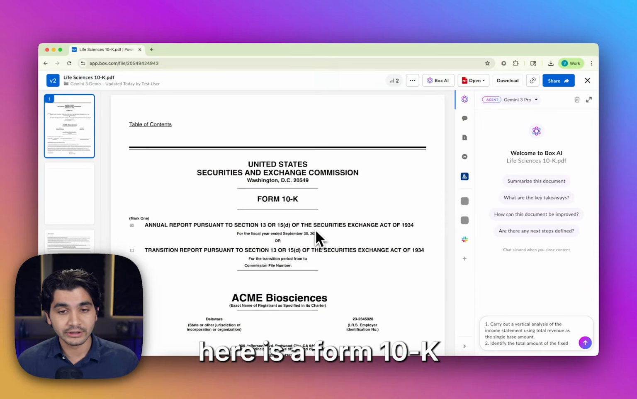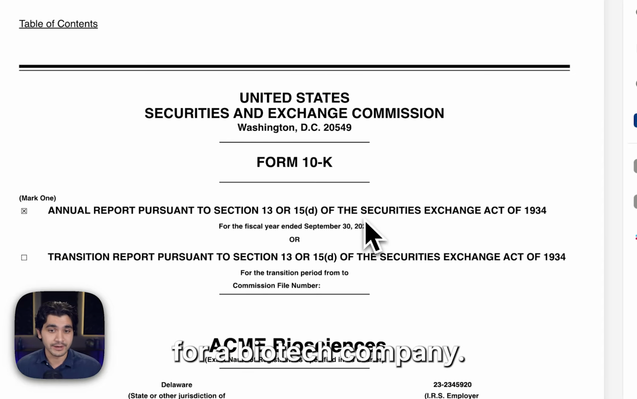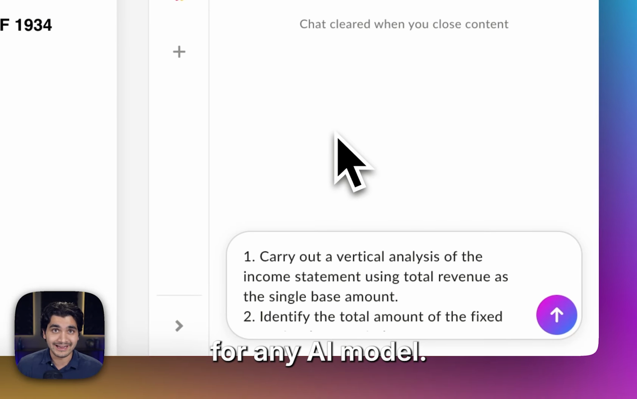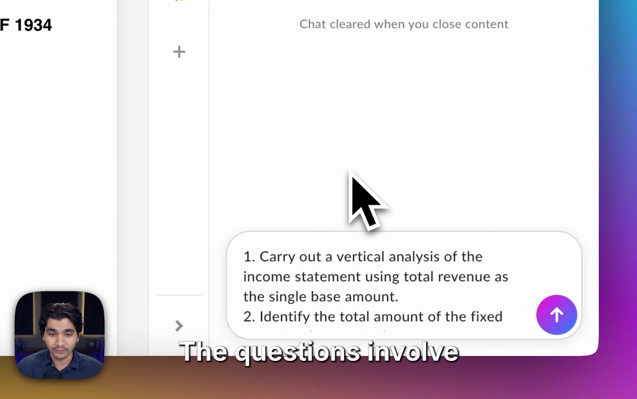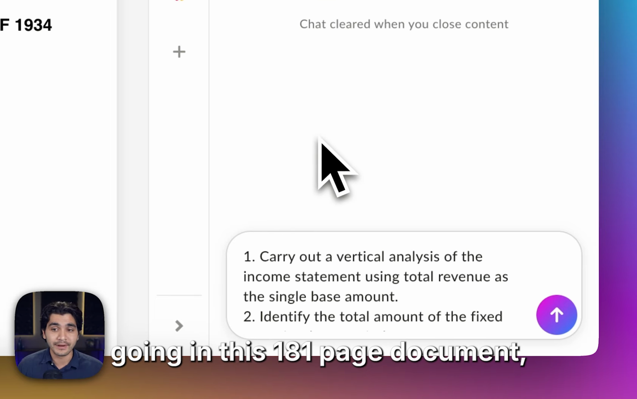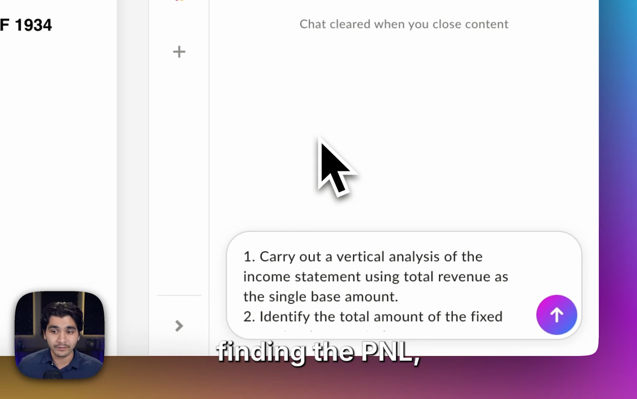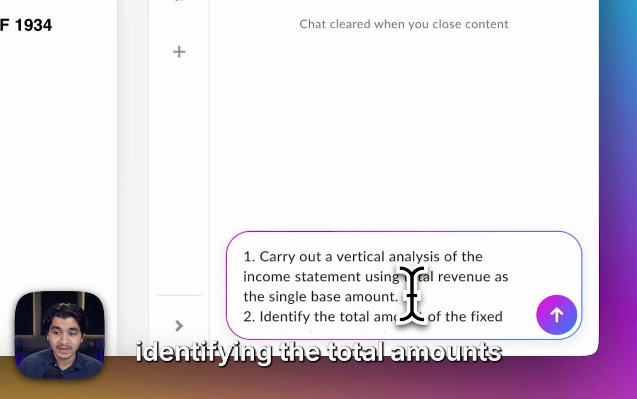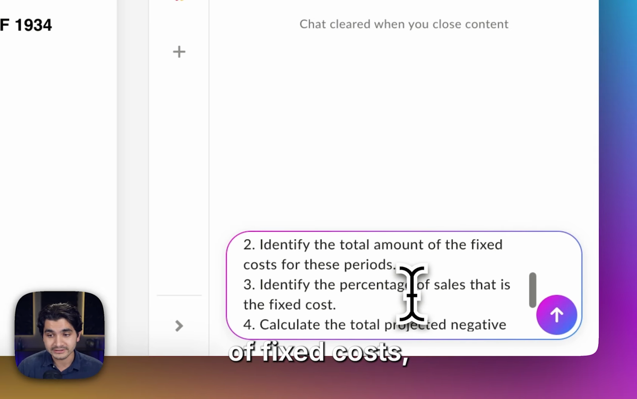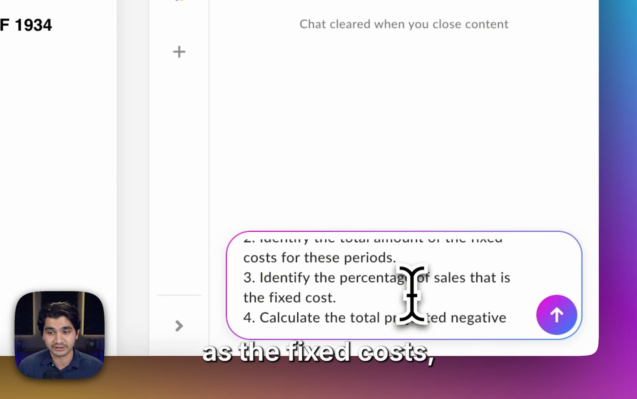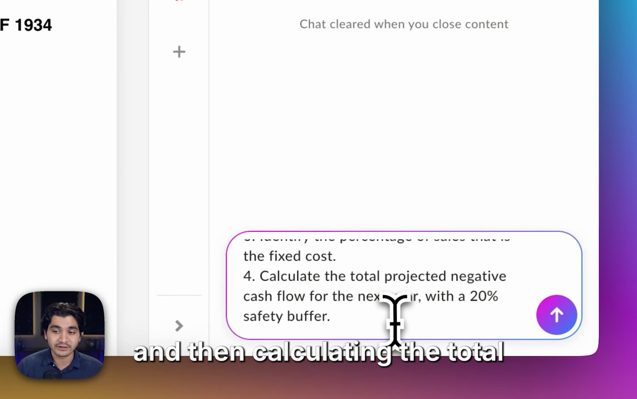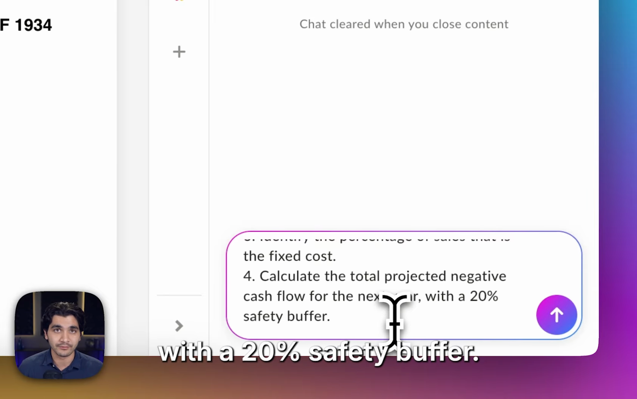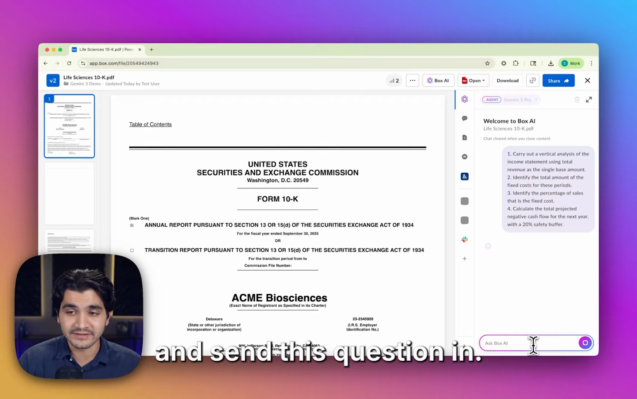So what we're looking at here is a Form 10K for a biotech company. I've put together a series of questions that are really hard for any AI model. The questions involve going in this 181-page document, finding the P&L, carrying out a vertical analysis on that P&L, identifying the total amounts of fixed costs, identifying the percentage of sales as the fixed costs, and then calculating the total projected negative cash flow for the next year with a 20% safety buffer. So I'm going to go ahead and send this question in.